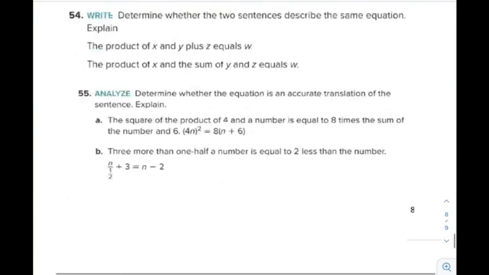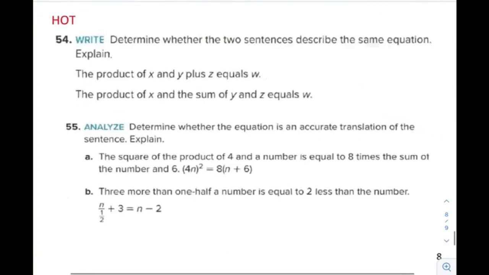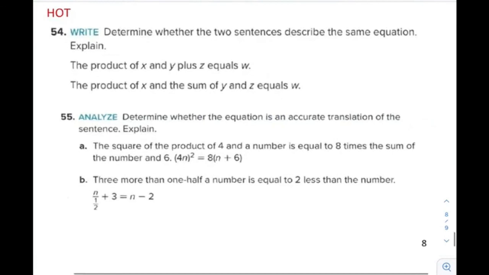Let's go more advanced, higher order thinking problem. Determine whether the two sentences describe the same equation and explain. Are both of them the same expression or the same equation or not? Let's check. We have to write both of them and check whether both of them lead to the same equation or not. The product of x and y plus z equals to w.